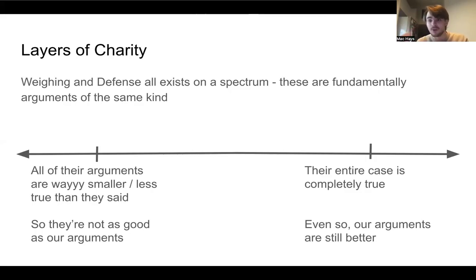Because again, this only matters if it allows you to do this comparative. If you're saying that their arguments are way smaller than they said they were, and your arguments are still smaller than those smaller versions, it doesn't actually make a difference at all. And so you will still lose. This only matters if it exactly makes the difference. If without this defense, you wouldn't be able to outweigh it, and with this defense, you are able to outweigh it. So they're not as good as our arguments.